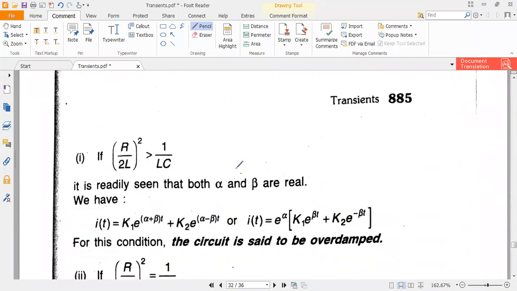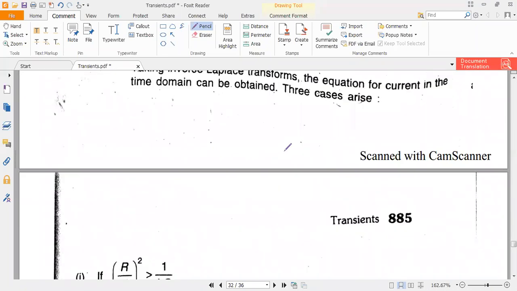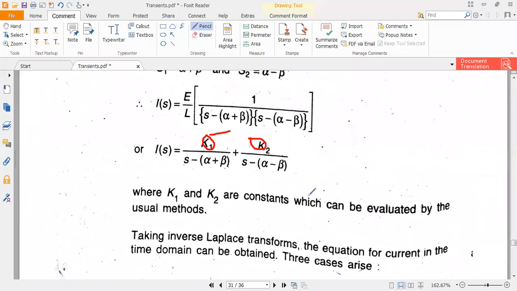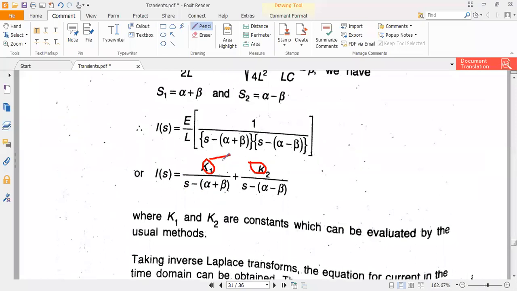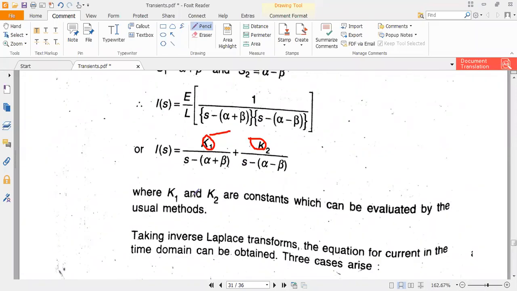Okay, so here the k1 and k2 value, where are they? k1 and k2 are the constants, which can be evaluated by the normal methods. Here we have just considered k1 and k2, but I'm not going to find the k1 and k2 values, because here we don't know what the r, l and c values are. That's why I'm just considering k1 and k2 as some constant values.